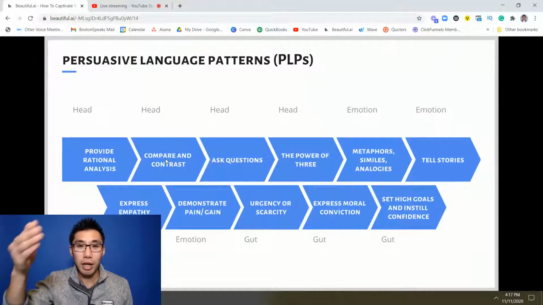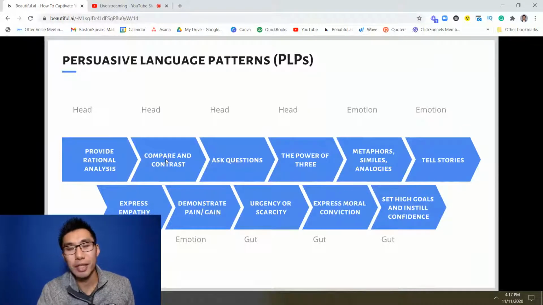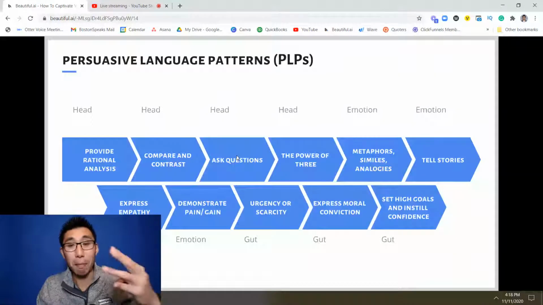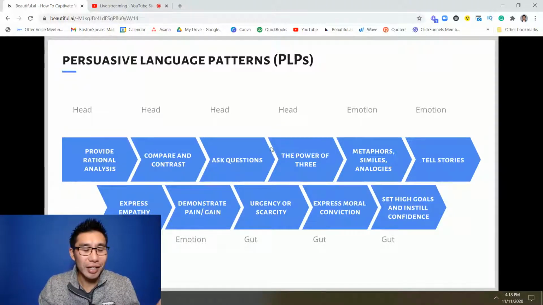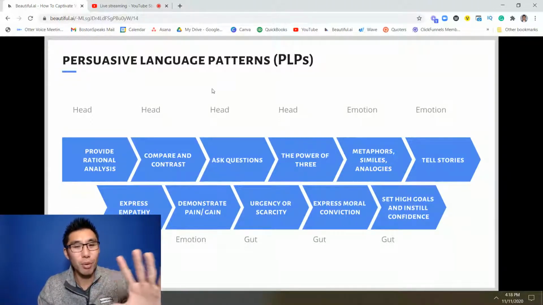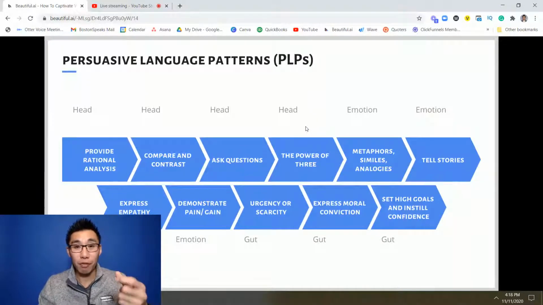Compare and contrast, right? Before and after. You ever seen those fitness commercials? Before they lost weight, after they lost weight, or the pros and the cons, or some of the comparisons that I did earlier. Ask a question. You want other people to start thinking and answering. The power of 3. Now, again, some of these you can say, oh, isn't that emotion? Isn't that more of a gut? Yes, they can go back and forth, but I'm saying mostly, if I were to put them in one area, it'll be these areas. The power of 3, right?